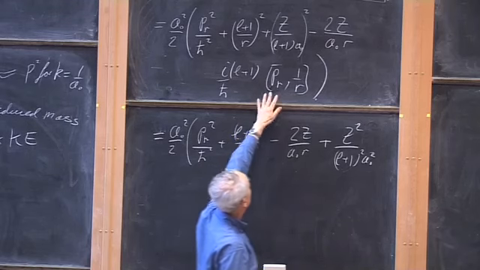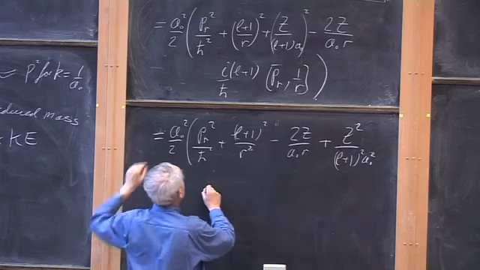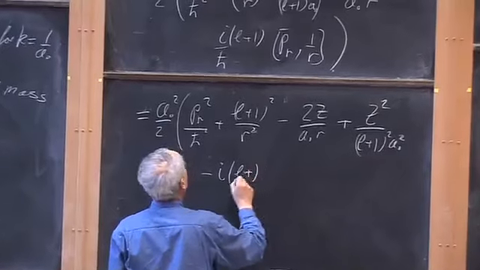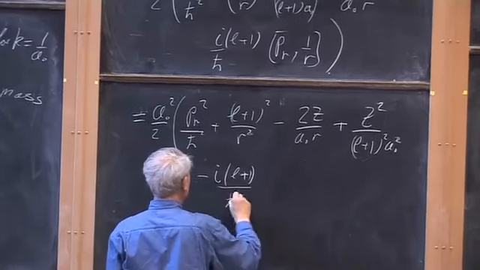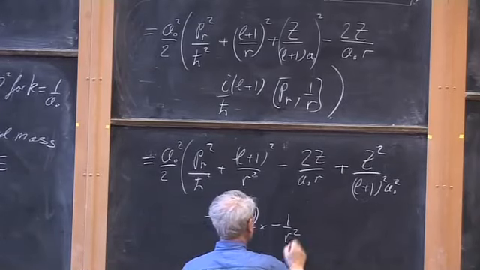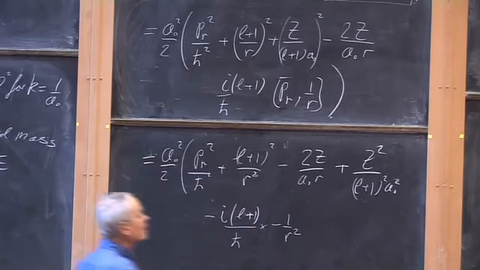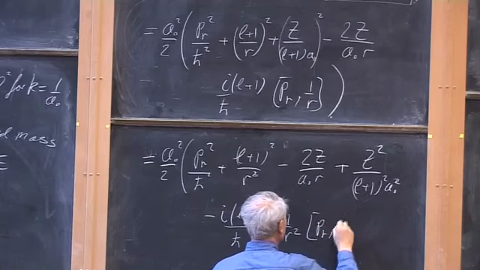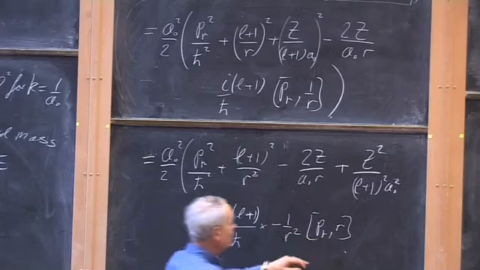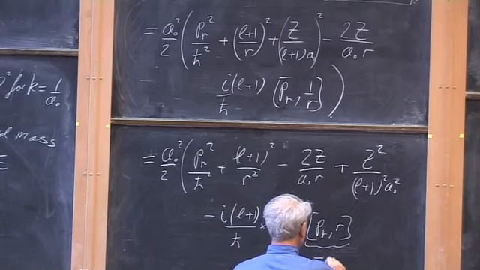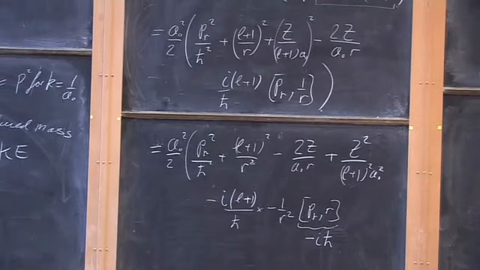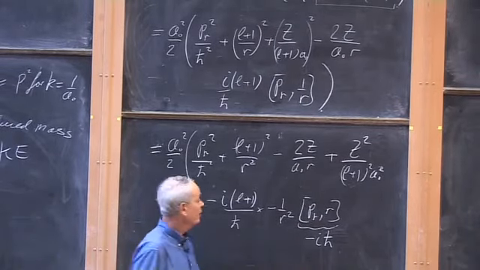So what we have here is the derivative of 1 over R, so minus i(L plus 1) over h bar times minus 1 over R squared, because that's the derivative of 1 over R, times the commutator of P_R and R. But this is a piece of a canonical commutation relation. This is equal to minus i h bar, right? We showed that [R, P_R] is equal to i h bar. So in this order, it's minus i h bar.